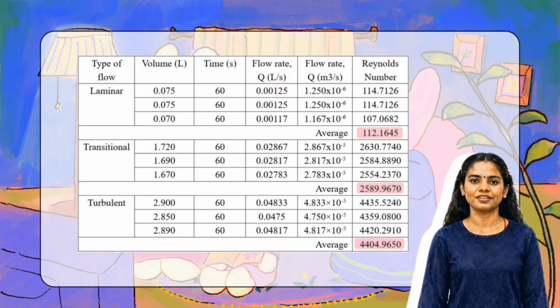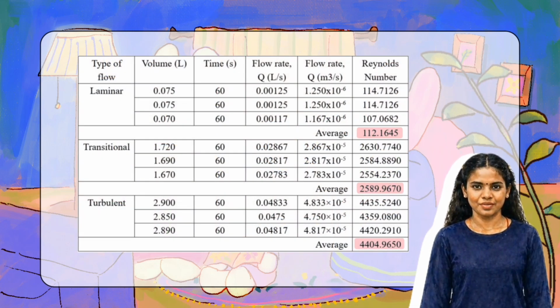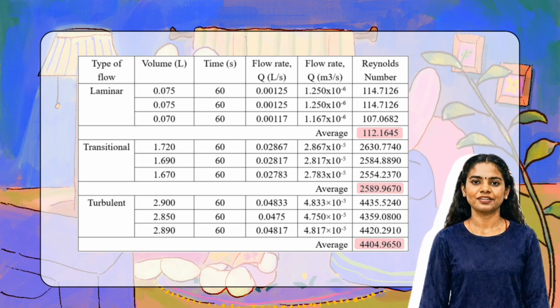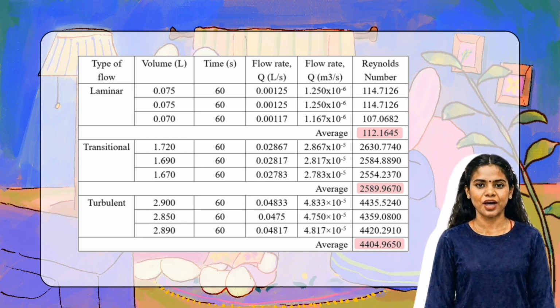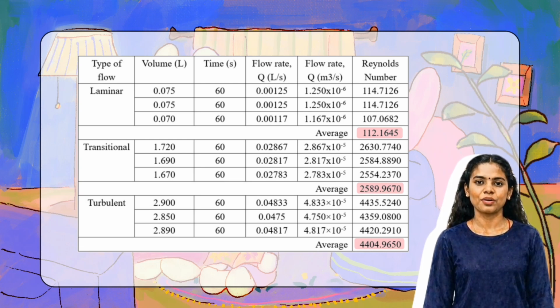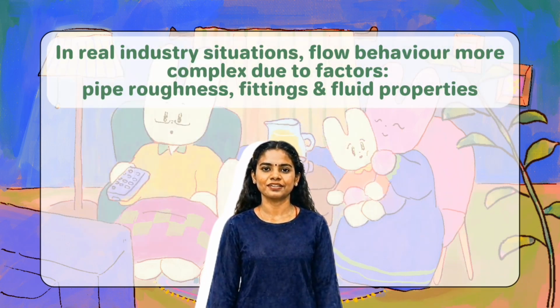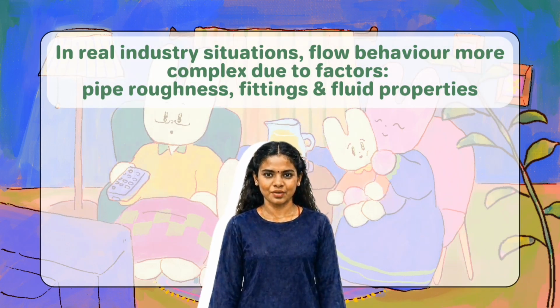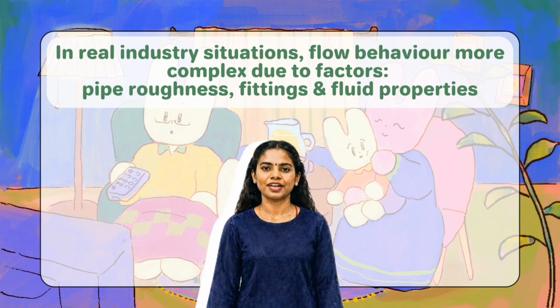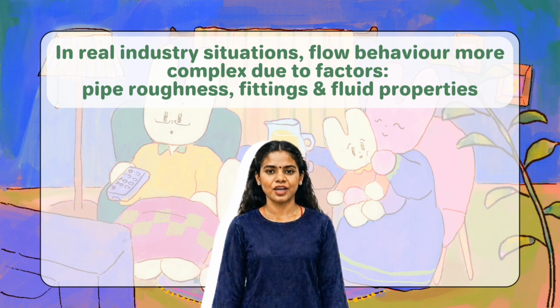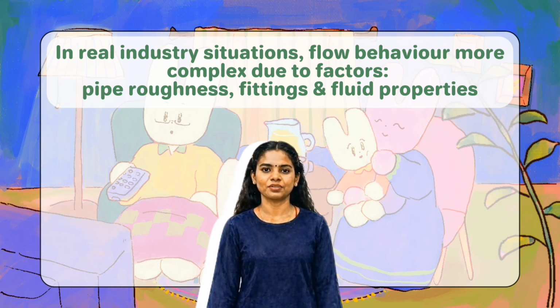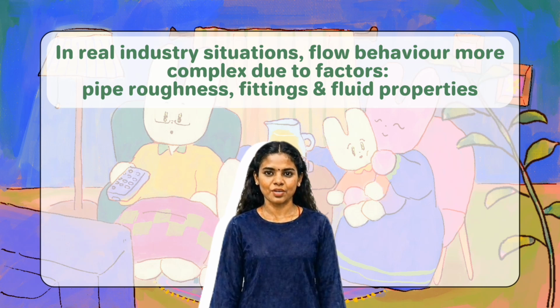Based on the results, laminar flow had a Reynolds number below 2000, showing smooth and orderly motion. The transition flow ranged around 2590 and turbulent flow above 4,400. However, in real industry situations, flow behavior is more complex due to factors such as pipe roughness, fittings, and fluid properties.